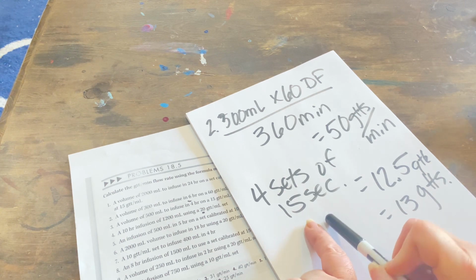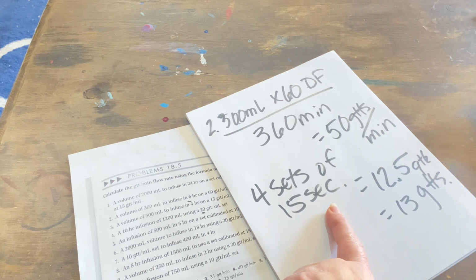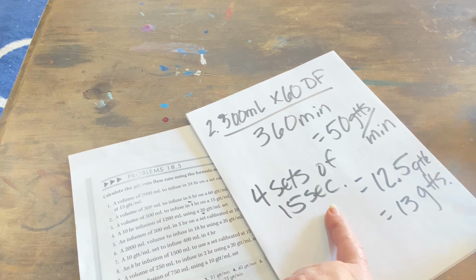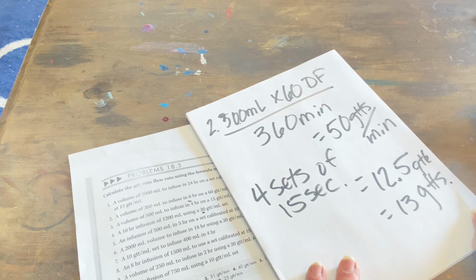I saw somewhere in the book, if it asks you what the 15-second amount of drops would be, whatever your answer is, divide it by 4. And then, you know, take your time.